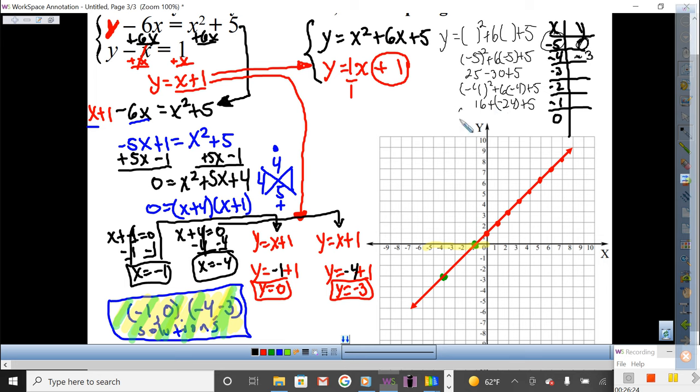Okay. Next value. Negative 3 squared plus 6 times negative 3 plus 5. What is negative 3 squared? 9 minus 18 plus 5. What is 9 plus 5? 14 minus 18?